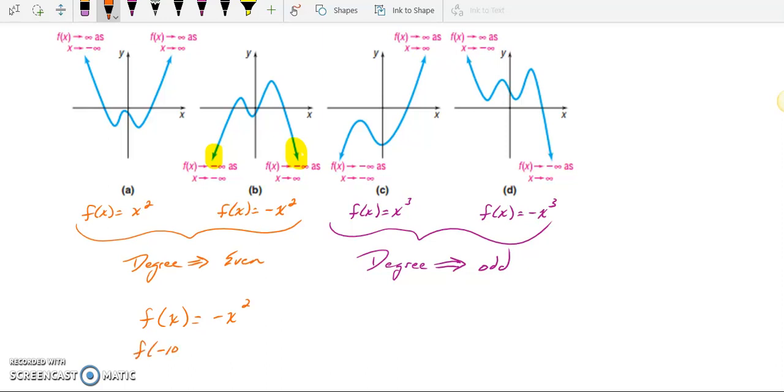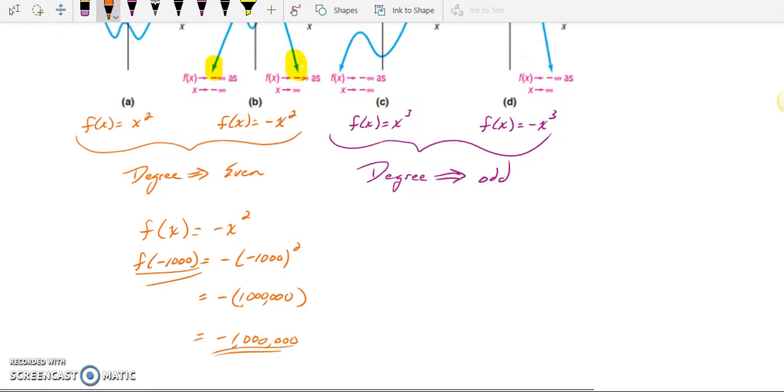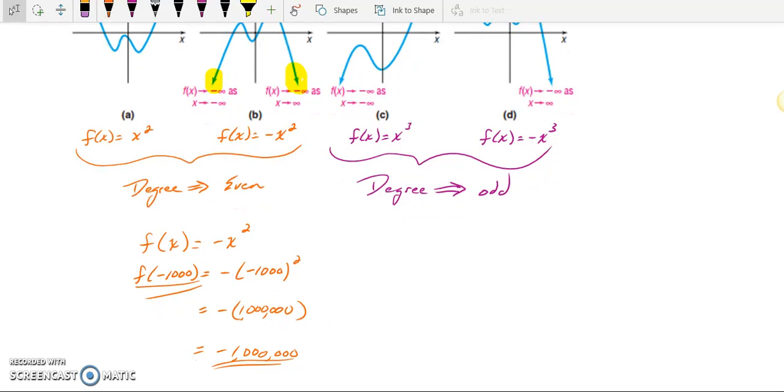Now, if we just test this out, if I have f of x equals negative x squared, and I put in a very small value of x, let's say negative 1,000, then what I'm going to be doing here is squaring negative 1,000 and then taking the opposite of that. So negative 1,000 squared is 1 million, and I take the opposite of 1 million, I get negative 1 million. So I can see that as x approaches negative infinity, f of x also approaches negative infinity. And we can do the same thing for a very large value of x.